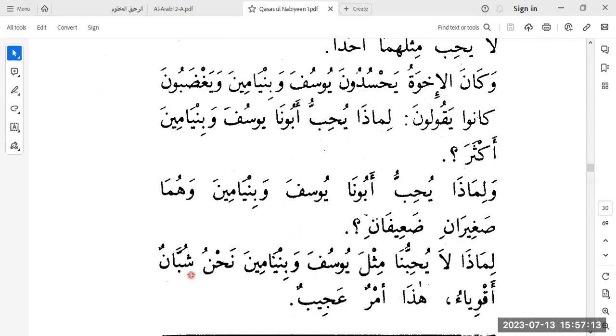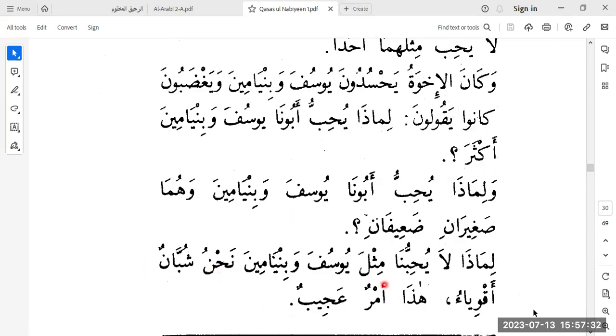Nahnu shubbanun. This word shubbanun means we're young, and there should be a wow here. I guess it's a printing mistake. It should be shubbanun wa aqwiya'. Nahnu shubbanun wa aqwiya'. We are young and strong. So there is a wow missing here.